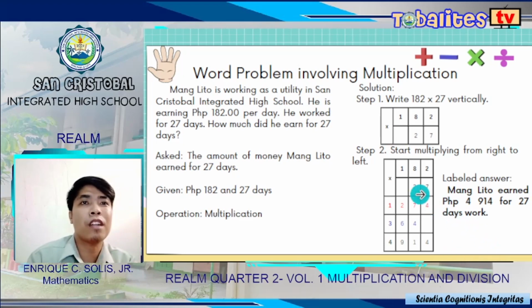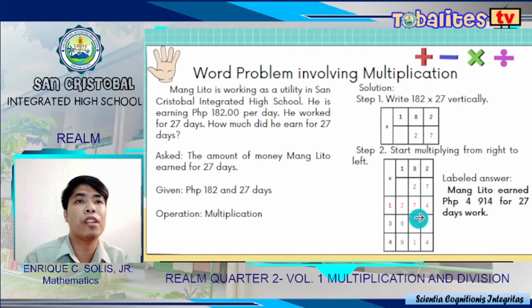Next, start multiplying from right to left. Ones digit first. 7 times 2 is 14. Regroup 1. 7 times 8 is 56, plus 1 is 57. Write 7. Regroup 5. 7 times 1 is 7, plus 5, we have 12.